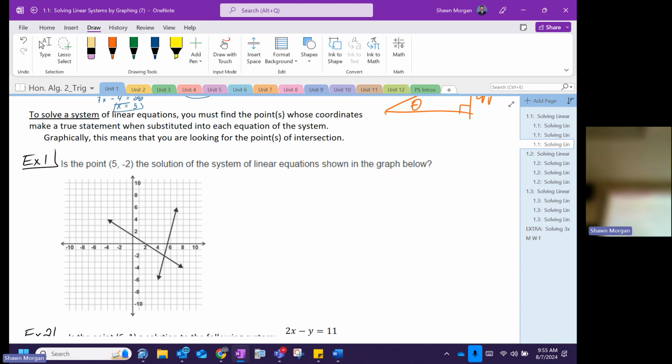Mitch? Graphing. Very good. Graphing. Christian? Substitution. Very good. Stephen? Elimination. Excellent. You very likely have not learned the other two. Alex?